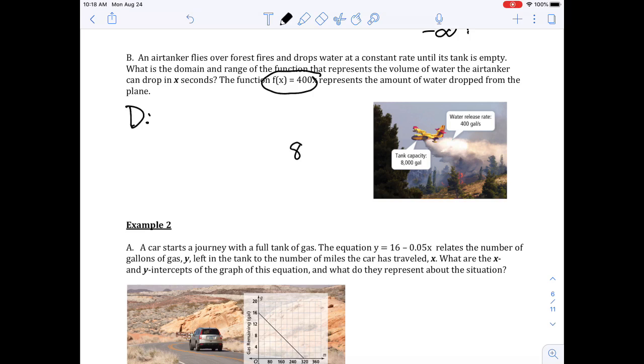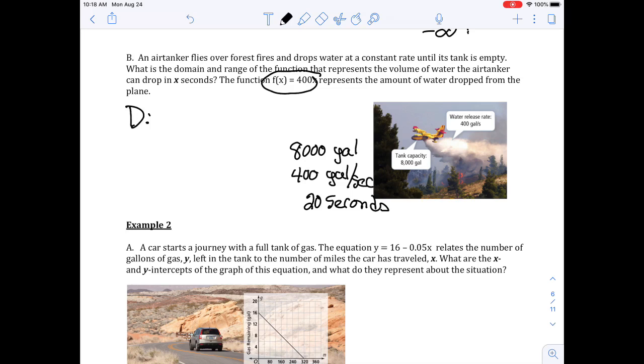So let's think about that. It says the tank capacity is 8,000 gallons. Water is being released at 400 gallons per second. So if we were to take our calculator and divide 8,000 gallons by 400 gallons per second, we would realize that it takes 20 seconds for all the water to be gone out of the plane, out of the tanker.